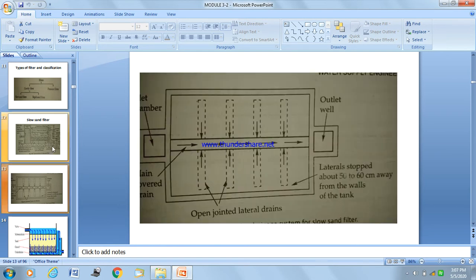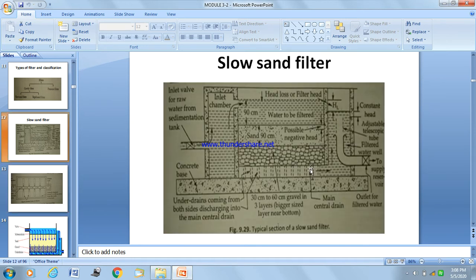See here, you can see this properly. This is the lateral drain. This lateral drain is connected to a central drain. Here a bit of slope is kept, so that the lateral drain is connected to the central drain. From that it moves to the outlet chamber, that is the filtered water well, then it moves out to the next treatment unit. This is the working of that.